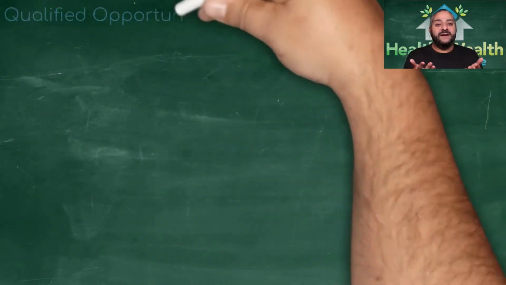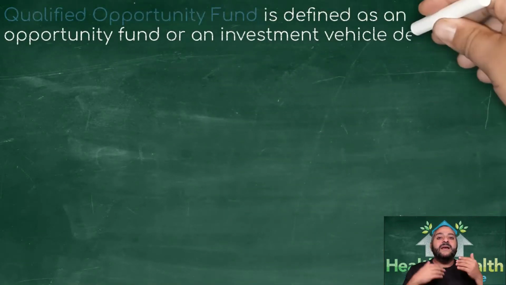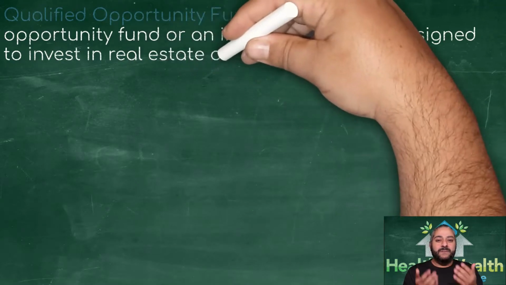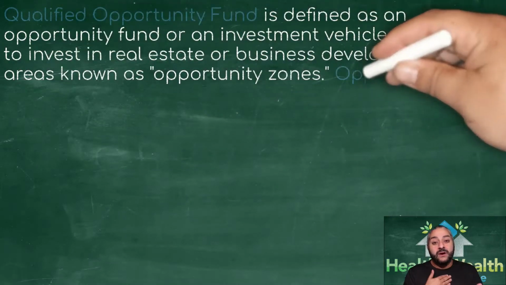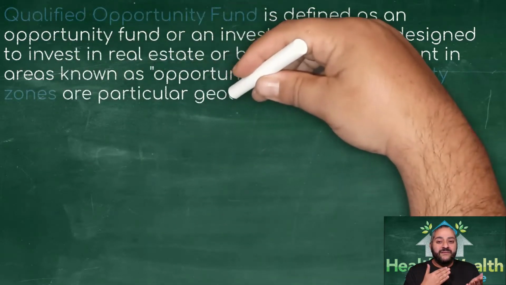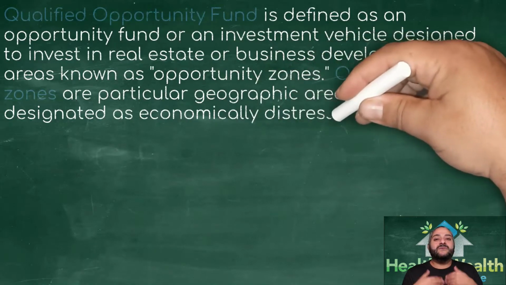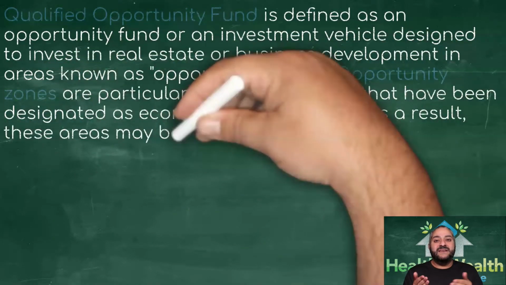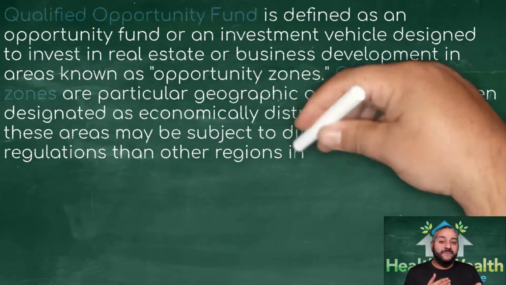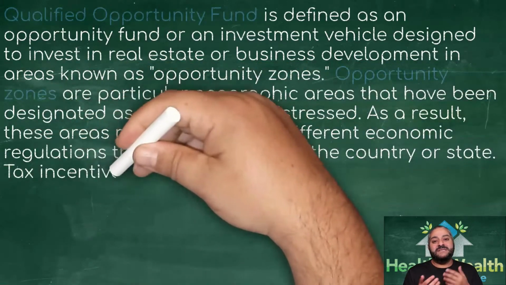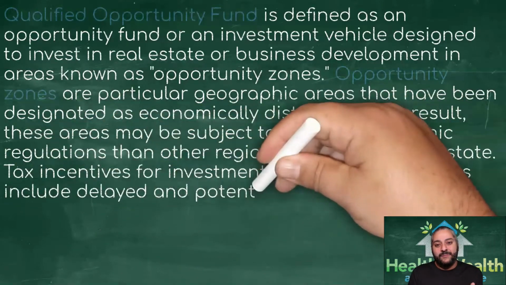A Qualified Opportunity Fund is an investment vehicle designed to invest in real estate or business development in areas known as opportunity zones. Opportunity zones are particular geographic areas that have been designated as economically distressed. As a result, these areas may be subject to different economic regulations than other regions in the country or state. Tax incentives for investments in opportunity zones include delayed and potentially reduced taxes on capital gains.